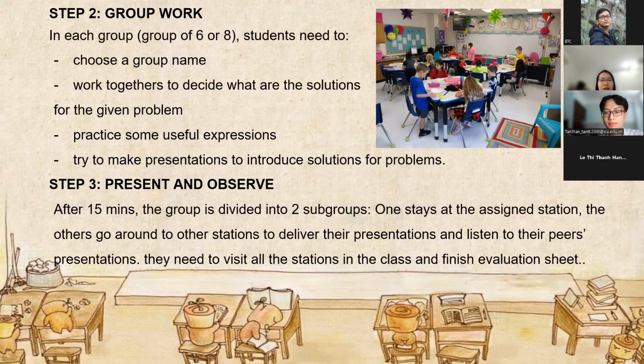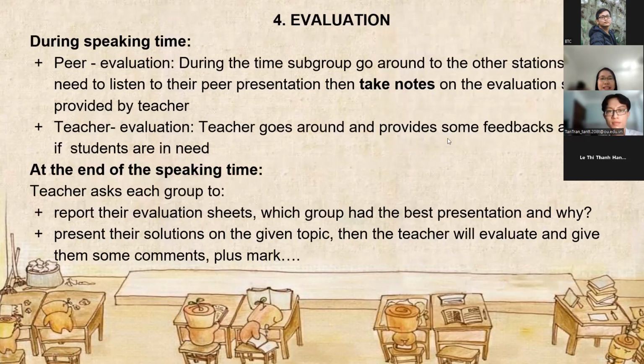Yes, so next one, the next slide, Mr. Tan. So we focus on evaluation during the speaking time, right? For the peer evaluation, the subgroup goes around to the other stations, right? They need to listen to the peer presentation. They need to take notes on the evaluation sheet provided by the teacher, because later the teacher will ask about this.